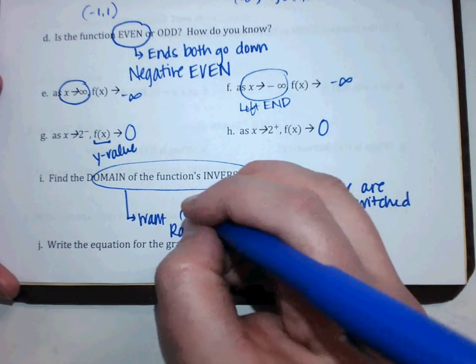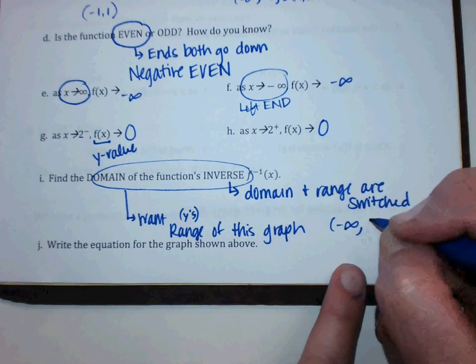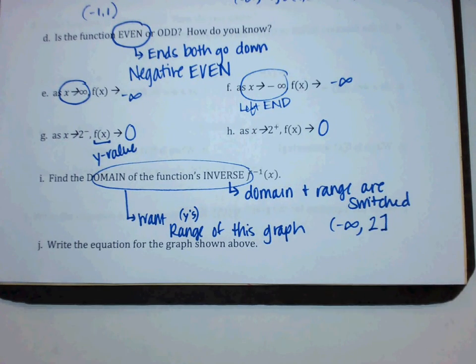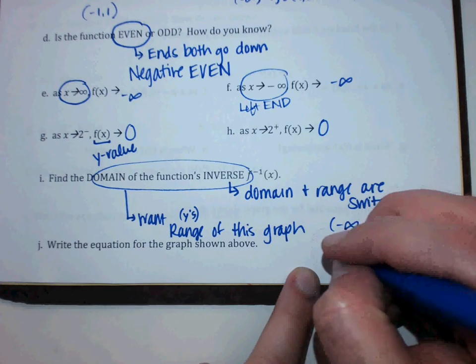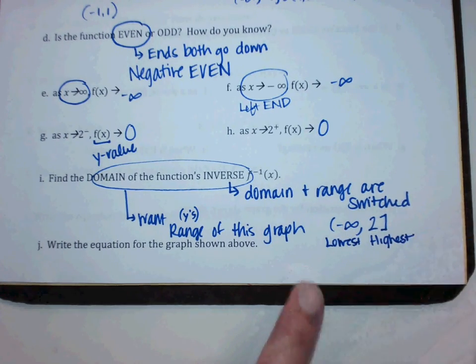Range are your y's. So what is the lowest point on the graph? Look up at your picture. Does it have a lowest point? No. How low does it go if it has arrows pointing down? Negative infinity. Okay, and then how high does it go? What's the highest point on the graph? 2. Okay, then remember that infinity is open because it's not really a number. 2 is closed because it is a number. So this is the lowest the graph goes. This is the highest the graph goes.